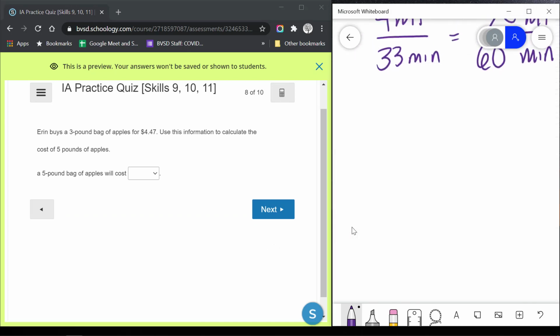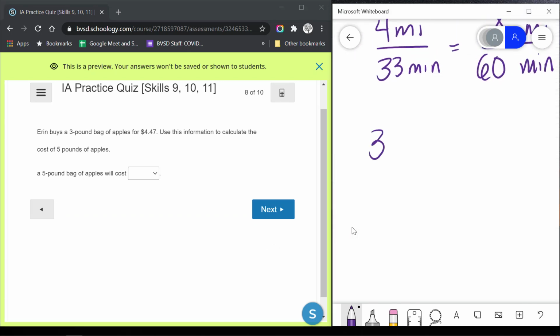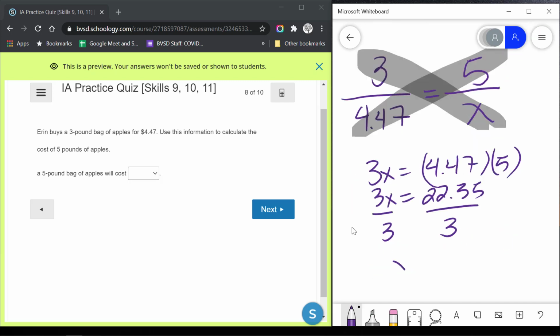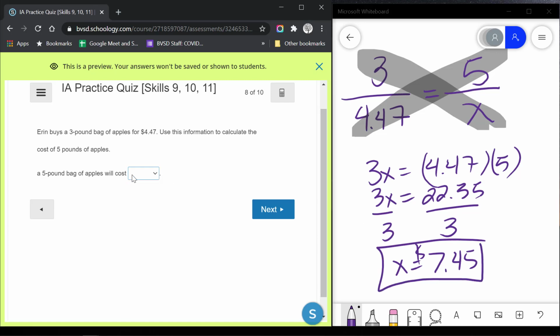Okay, this next one I can also solve with a proportion if I want. So 3 pounds for $4.47. And then I want to set this up also as 5 pounds over x. So remember we talked about solving this by cross multiplying. So 3 times x and then 4.47 times 5. And I'm going to do this in my calculator. Divide both sides by 3, and I get $7.45. There are other methods to solve this problem, but this cross-multiplying to solve proportions is a great way to do it.